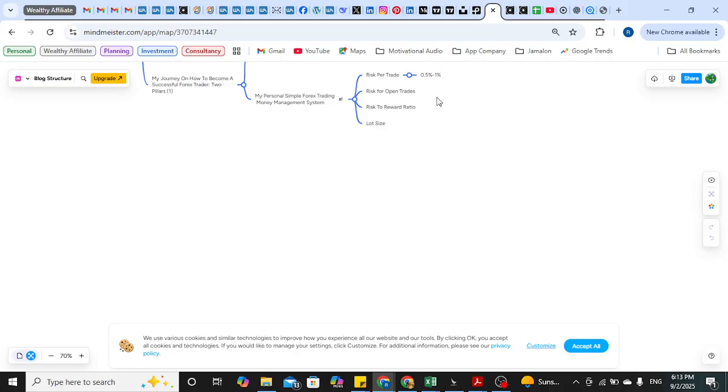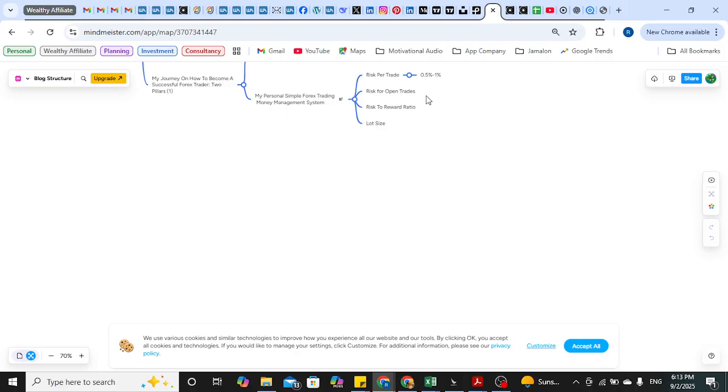Why? Because on a capital of 1000, you will have, for example, a position that says, let's wait until we talk about lot sizing and keep that in mind. Because it is really related to lot sizing. And let's wait for that. So my risk per trade is between half and 1%.